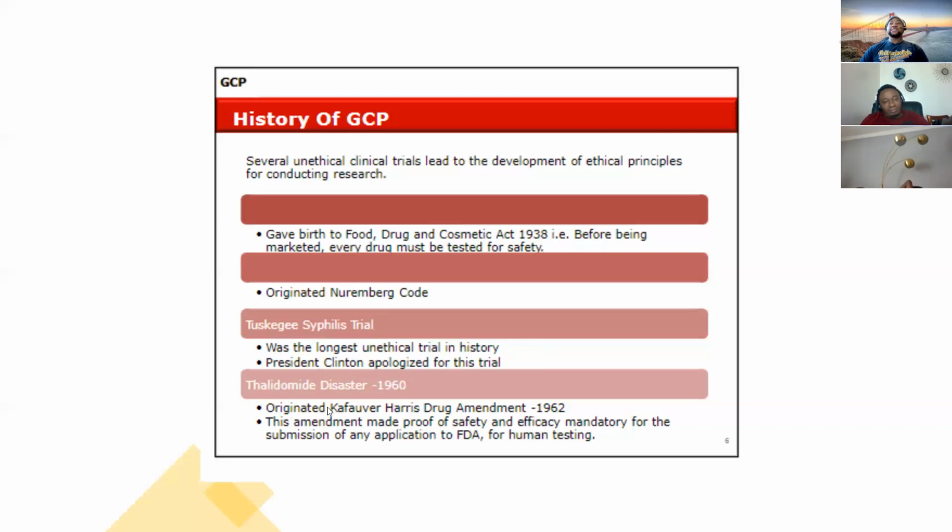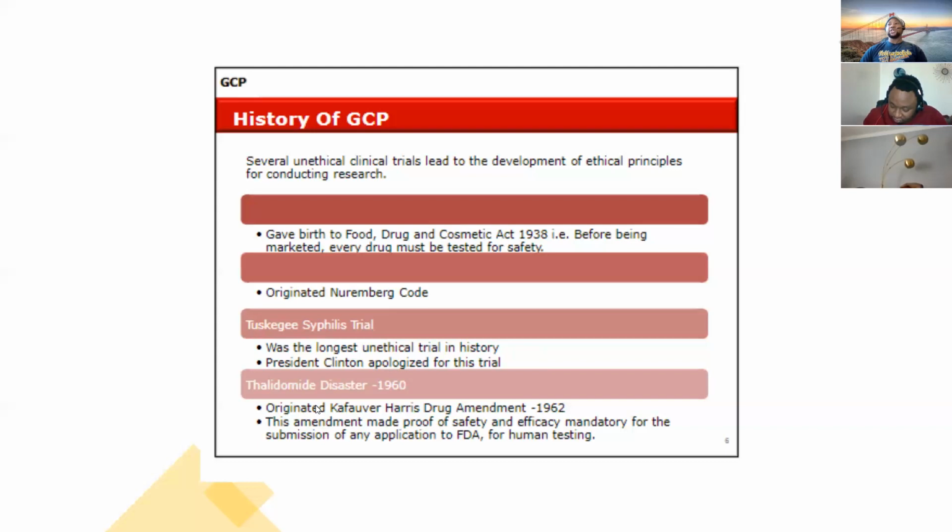Thalidomide disaster in the 1960s. Thalidomide, that's another one that you can take a look at. You can also watch that on YouTube. When you have downtime, just take a look and review that. It broadens your understanding of the source of clinical trial regulation. It originated from the Kefauver-Harris Drug Amendment in 1962. This amendment made proof of safety and efficacy mandatory for the submission of an application to the FDA for human testing.